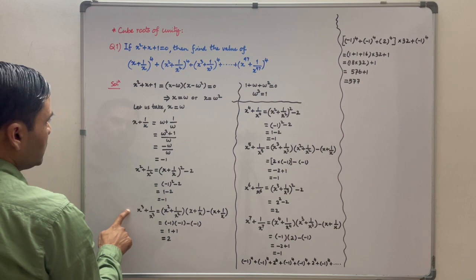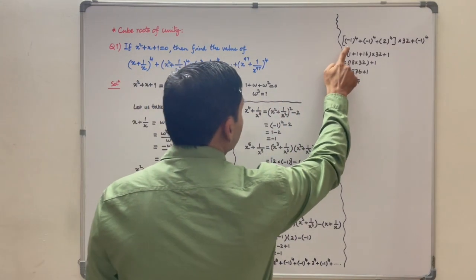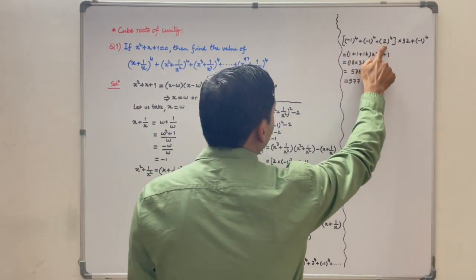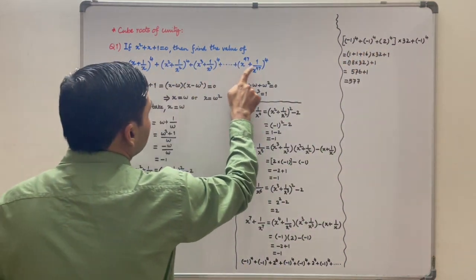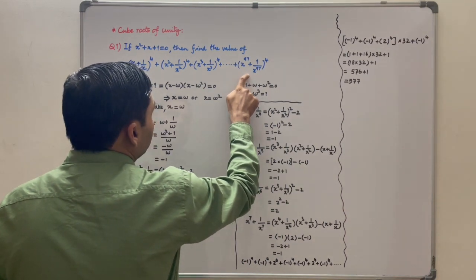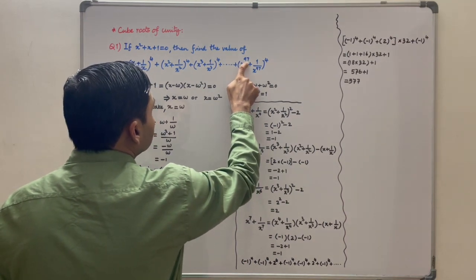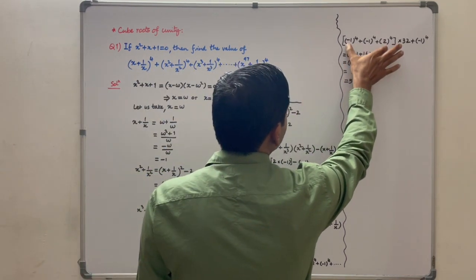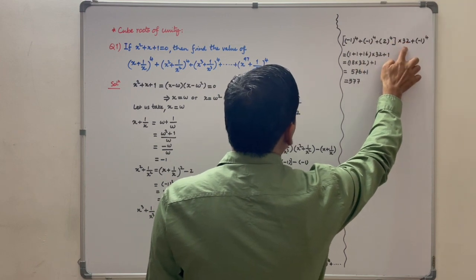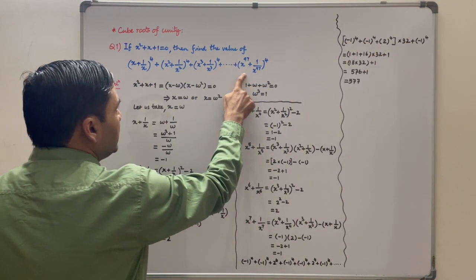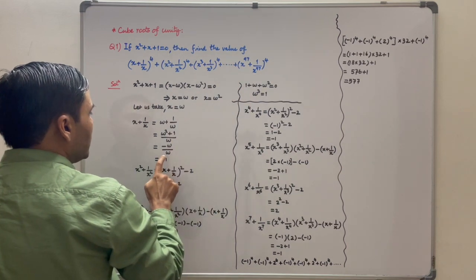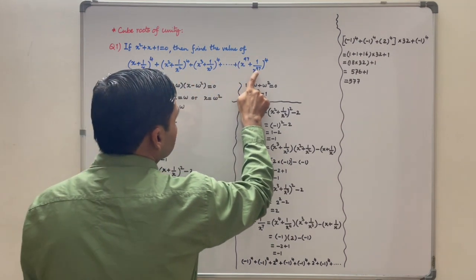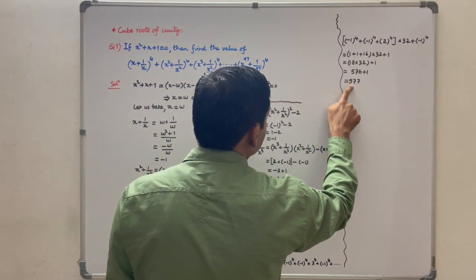Value of first 3 terms will be equal to minus 1 to power 4 plus minus 1 to power 4 plus 2 to power 4. There are total 97 terms. So we will divide 97 by 3. We get 32 as quotient and 1 as remainder. So we will multiply this value by 32, and the value of last term will be equal to that of first term, and that is equal to minus 1 to power 4. So the value of this expression comes out to be equal to 577.